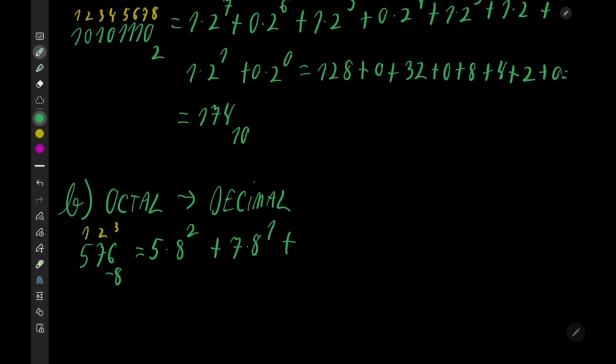And again, like previously, at the third number, at the last number we always end at 8 at something at the power of 0. In binary it's 2 at the power of 0, in octal it's 8 at the power of 0. In this case, this will give us 5 times 64, which is 320, plus 7 times 8, which is 56, plus 6 times 1, because 8 to the power of 0 is 1, which is 6, which in decimal is going to be equal to 382.10.